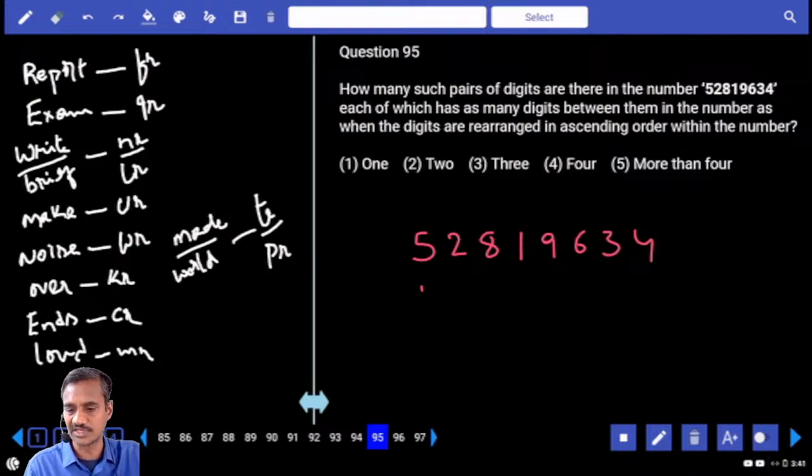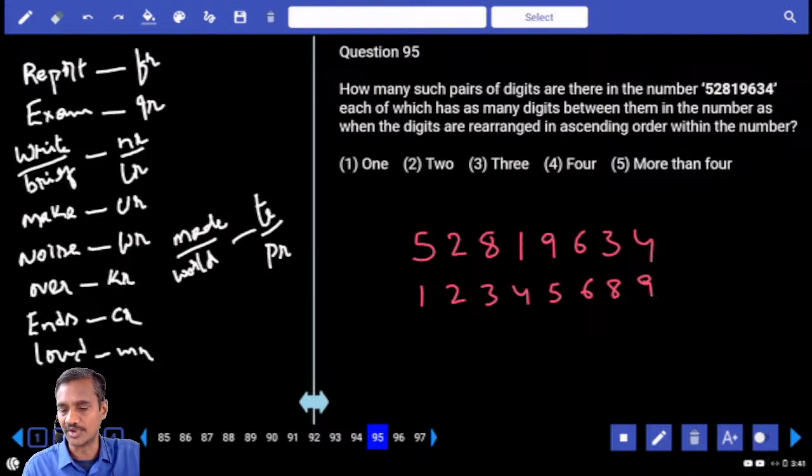When the digits are arranged in ascending order: 1, 2, 3, 4, 5, 6, 8, 9. Now with respect to 1: 1 and 2, 1 and 3 there is 1, 1 and 4 there are 2, 1 and 5 there are 3, and 1 and 6 there are 4. 1 and 8 are adjacent to 1 and 9, and with the help of 1 there is nothing. Then compare 2 and 4, 2 and 5, 2 and 6, how many are there? 3. Now 2 and 6 form a pair.